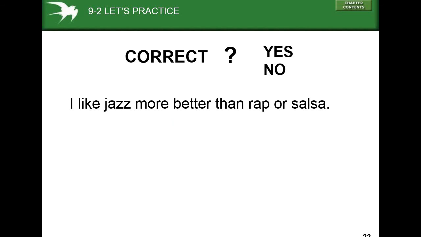Now another sentence is there before you. I like jazz more better than rap or salsa. Is it right or wrong? I want the response from the students. No? Let me see whether it is right or wrong. No.